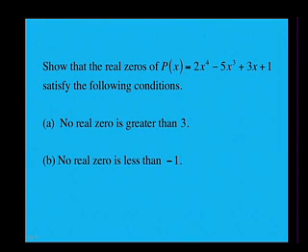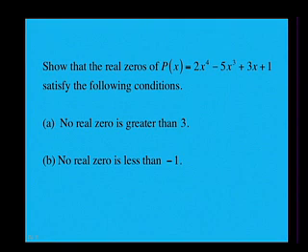So we show that the real zeros of the polynomial p of x equals 2x to the 4th minus 5x cubed plus 3x plus 1 satisfy the following conditions. A, no real zero greater than 3. B, no real zero less than negative 1. So, to use the boundedness theorem, we will do a synthetic division by 3.